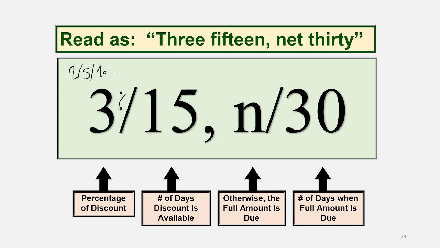Like the 3%, the 15 can also be different. For example, it could be 10 days, 15 days, 12 days, and so on, according to the case. After the 15, n is net, and it says that otherwise the full amount is due in 30 days, and 30 is the number of days when the full amount is due.